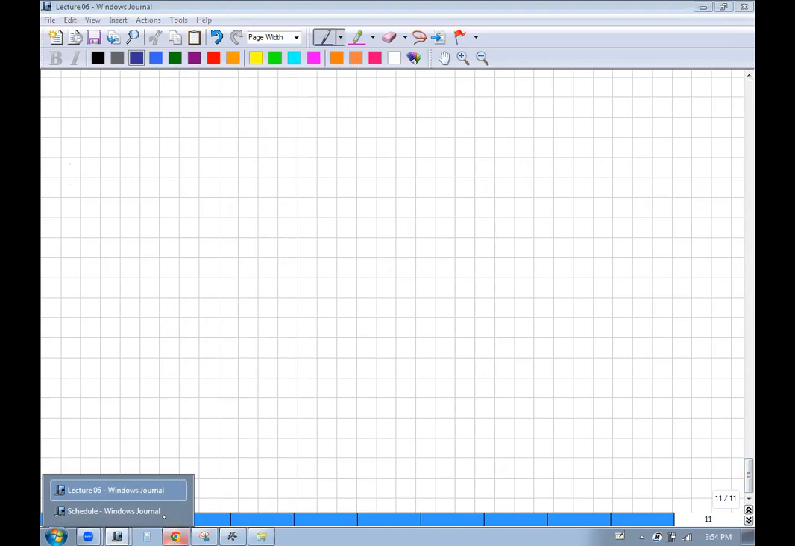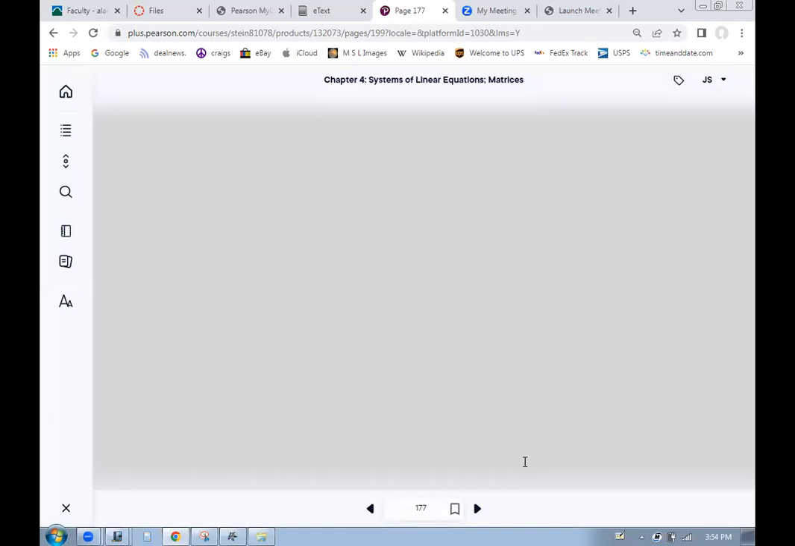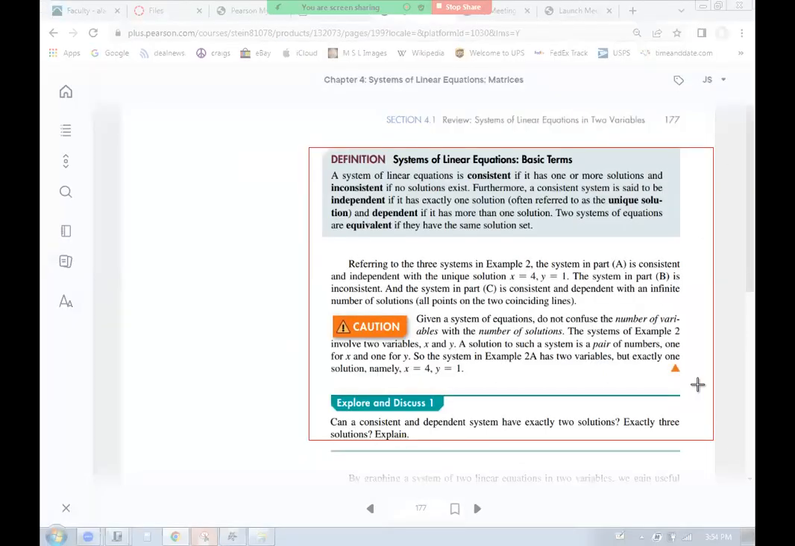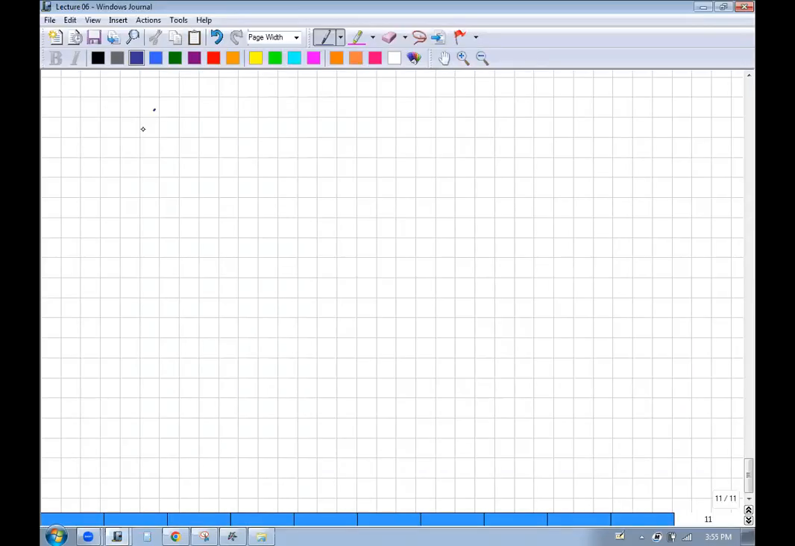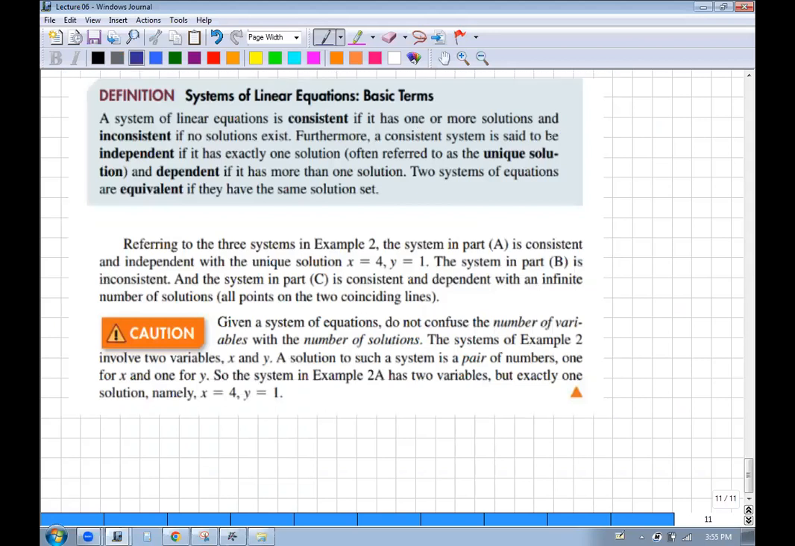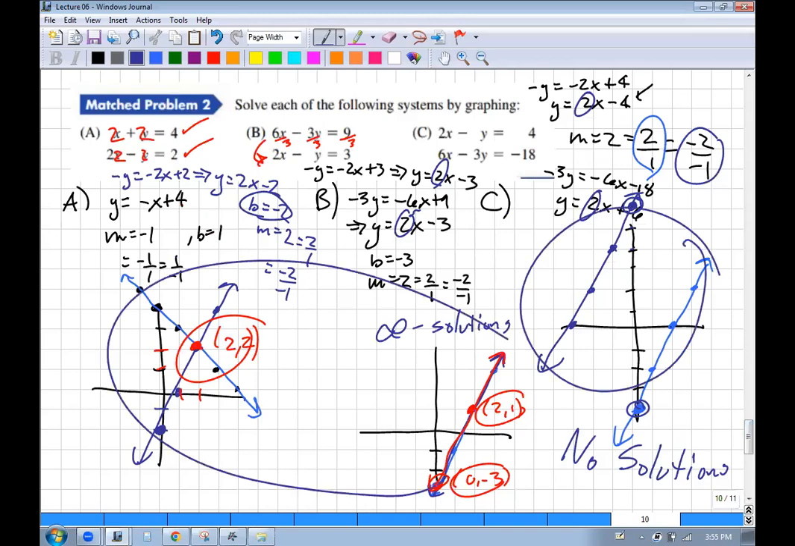Okay, let's see. Where were we? That was number 2. Here's a long paragraph. A system of linear equations is consistent if it has one or more solutions and inconsistent if no solutions exist. This is vocabulary, right? So inconsistent, consistent.